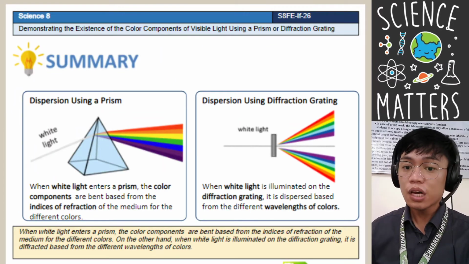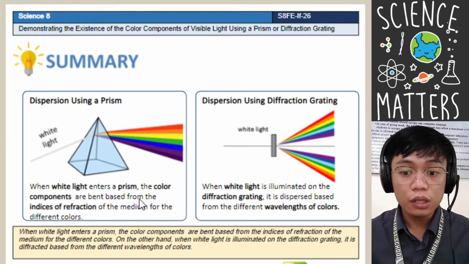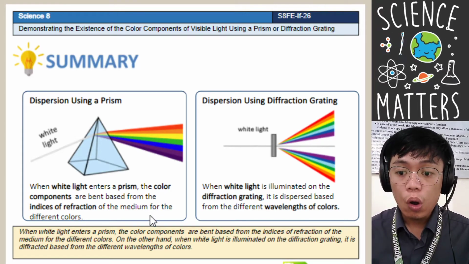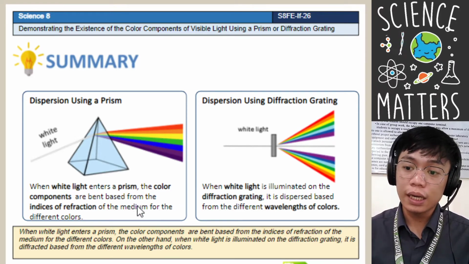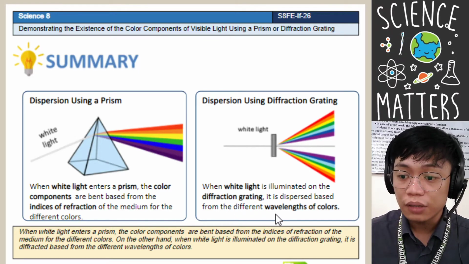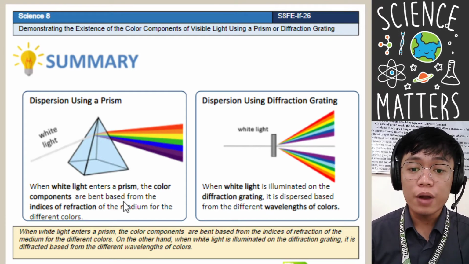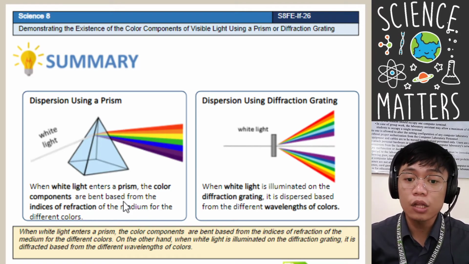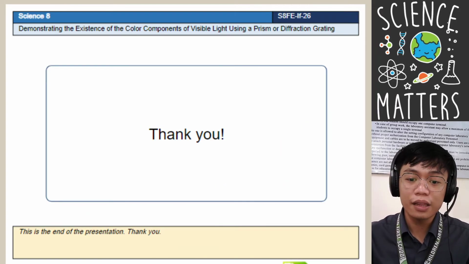So in summary, dispersion using the prism is when light enters the prism, the color components are bent based on the indices of refraction of the medium for the different colors. In dispersion using the diffraction grating, when light is illuminated on the diffraction grating, it is dispersed based on the different wavelengths of the colors. So, take note that the red color has a longer wavelength than the violet color. So that ends my presentation and thank you very much.